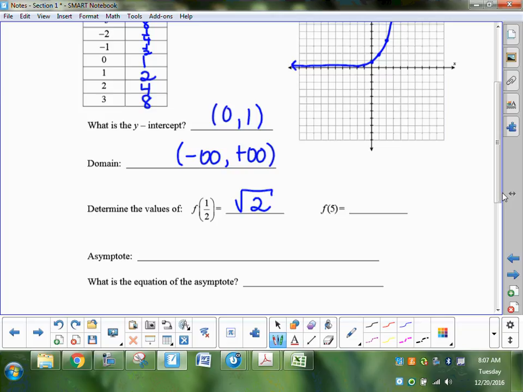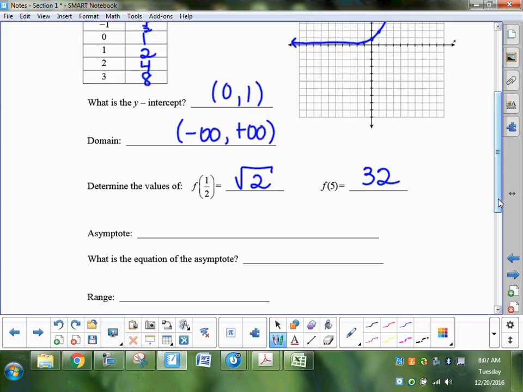Now, what about f of 5? Taylor, what would the f of 5 be? 32. There's an asymptote. And an asymptote is a line that the graph gets infinitely close to but will not touch. So you write that down.